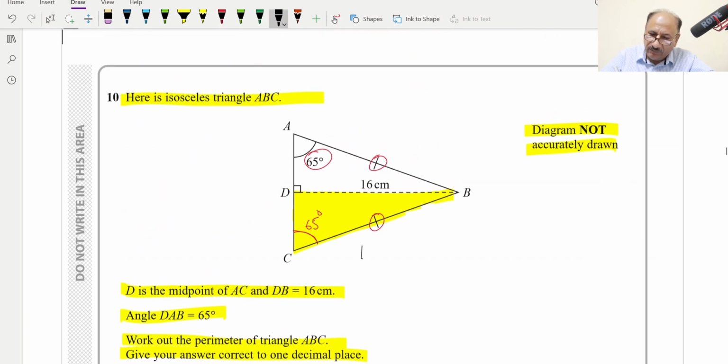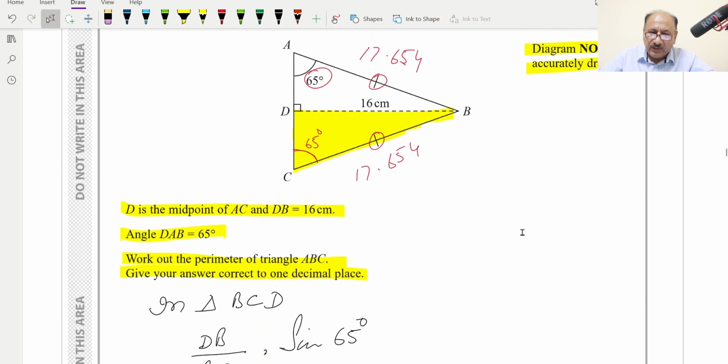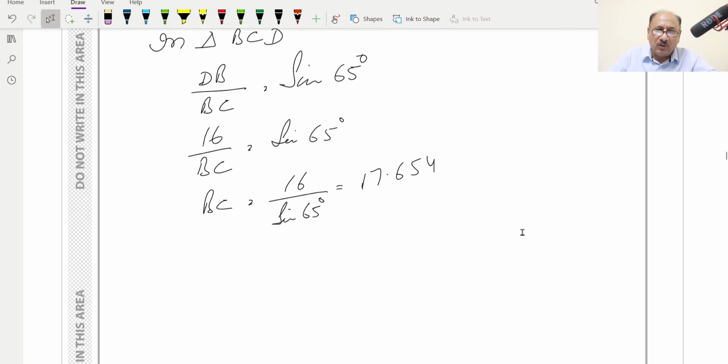This length is 17.654, I will write in red color, and this length is also 17.654 because both sides are equal. Now our target is to find AC. For AC, we will find DC, and how will we find DC?